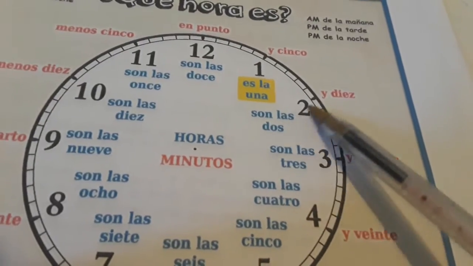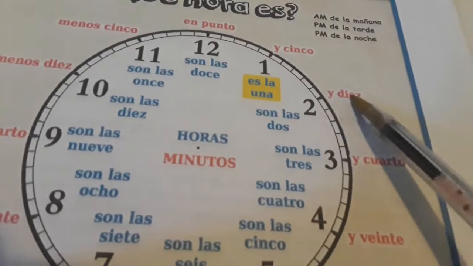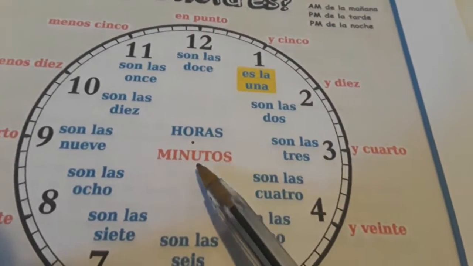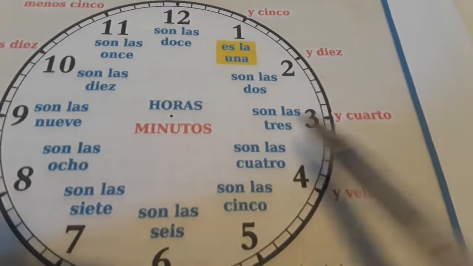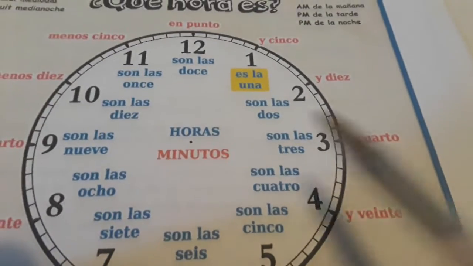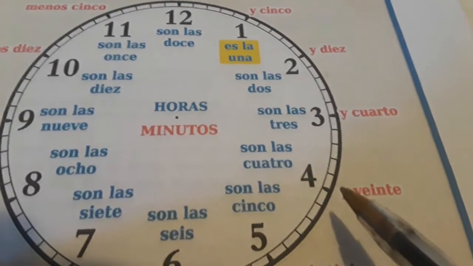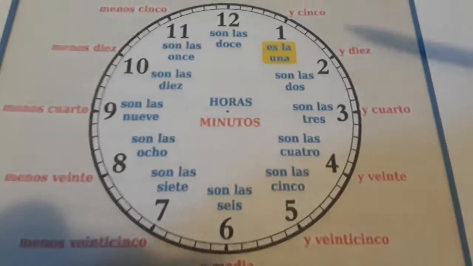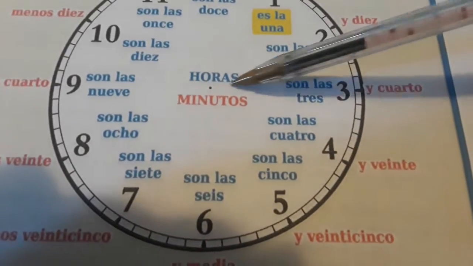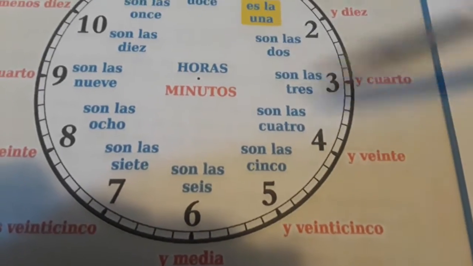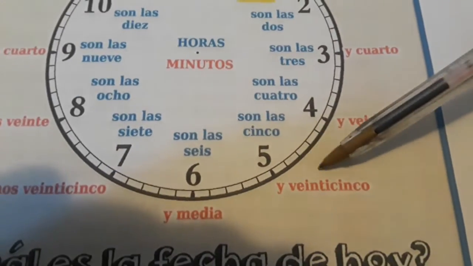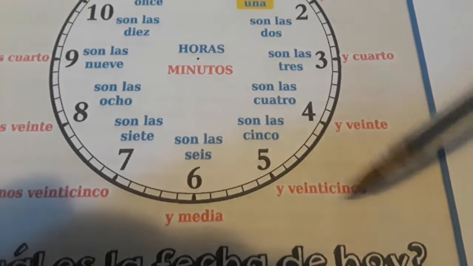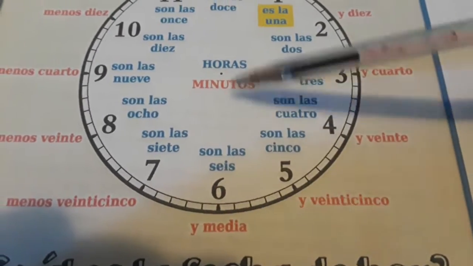Okay? So if the minute hand goes here, you'd say y diez. So whatever the hour is, y diez, that means and 10 minutes. And then if it goes here, y cuarto, that means and 15 minutes. Or a quarter, because that's really what it means, a quarter of an hour. Okay, so then y 20, that means and 20. And here is y 25, that's 25. Y media, that's the half hour.